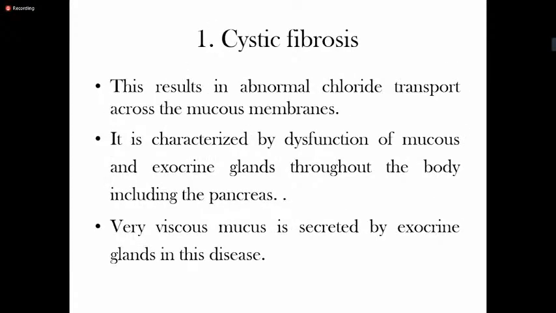This defective transmembrane regulator results in abnormal chloride transport across membranes of these exocrine glands. It is characterized by dysfunction of mucus and exocrine glands throughout the body, including the pancreas. The pancreas is one of the exocrine glands. And here in this disease, we have very viscous mucus excreted by the glands, and this is stored within the gland. So it obstructs the ducts of the gland, and so the excretory function of the gland is impaired.